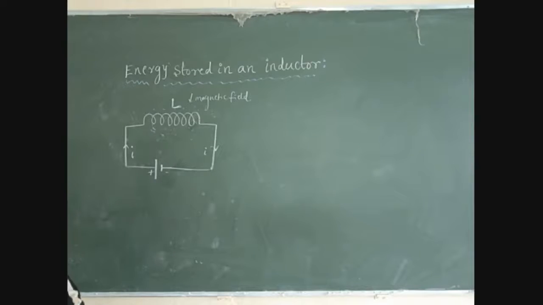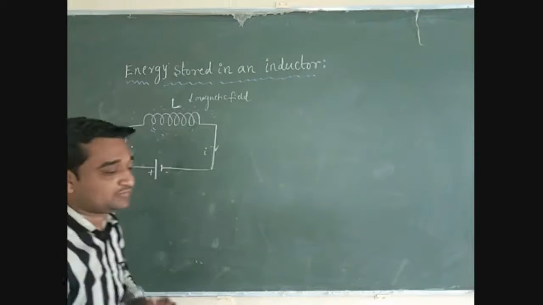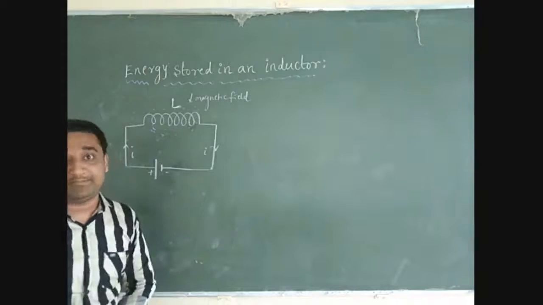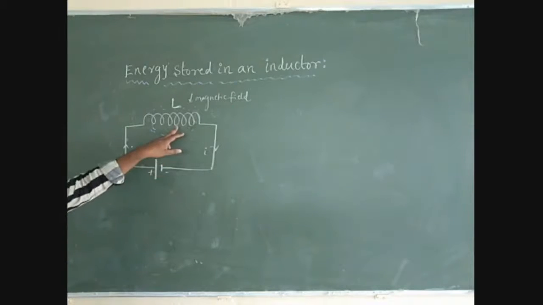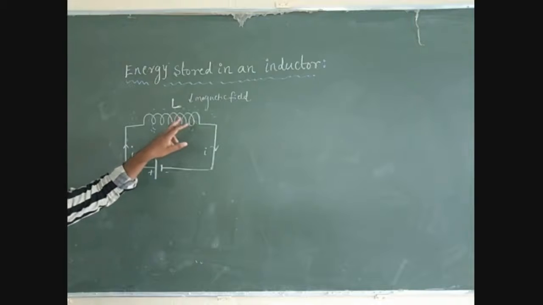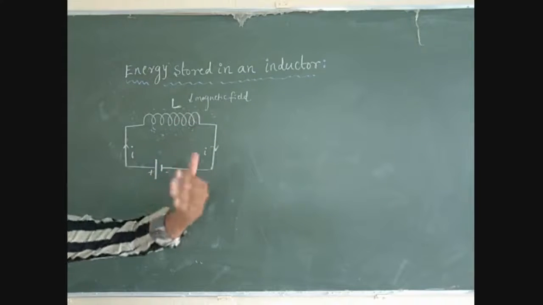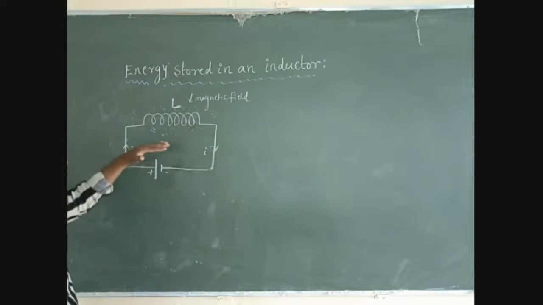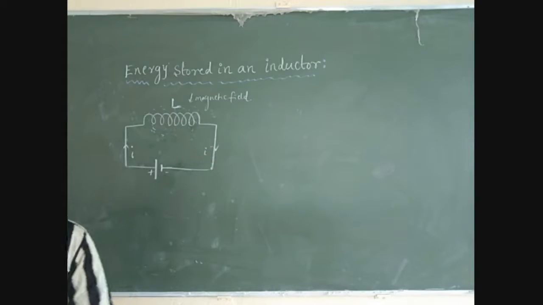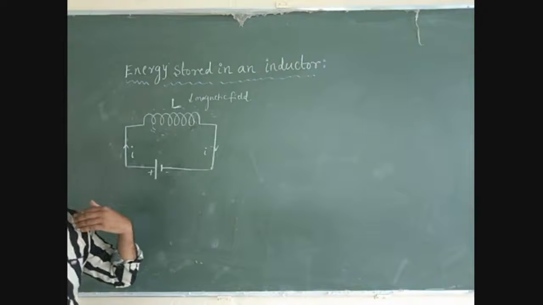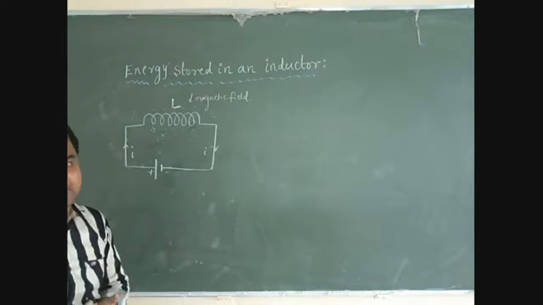When a current flowing through an inductor changes, a back EMF is induced in it. When the current flowing through the inductor changes, what happens? A back EMF is induced. What is back EMF? It opposes the change of current, as we have discussed in self induction.